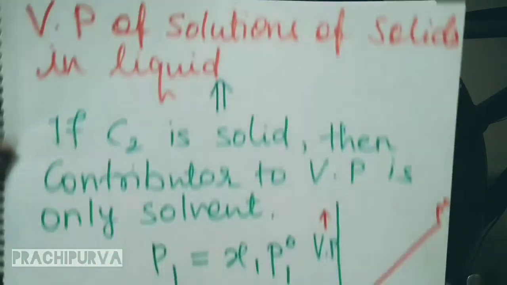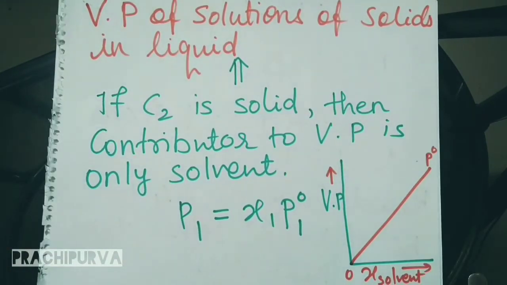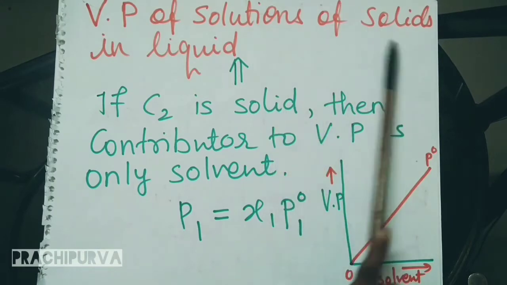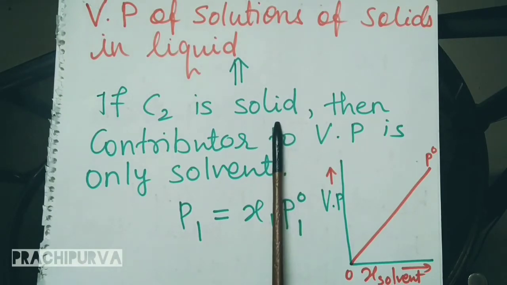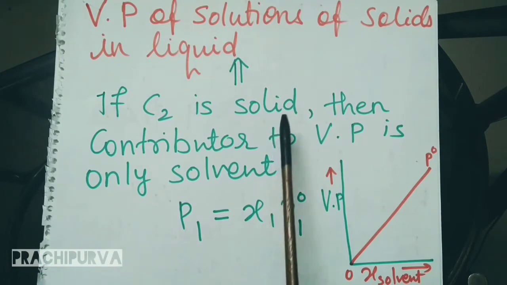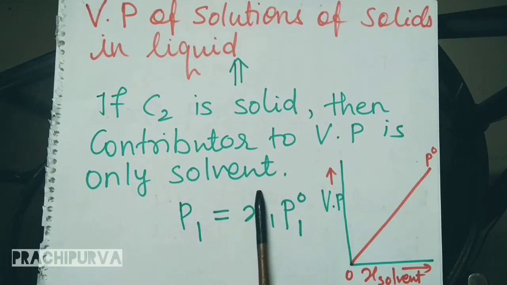Alright, you have understood. Now see, this is one thing I have to explain to you: vapor pressure of solutions of solid in liquid. Now what is this? We had taken water. So water is my one component, and C2 was solid. If C2 is your solid, that solid will never contribute to the vapor pressure of the solution. So for the vapor pressure of the solution, the only contributor is your solvent, that is water.